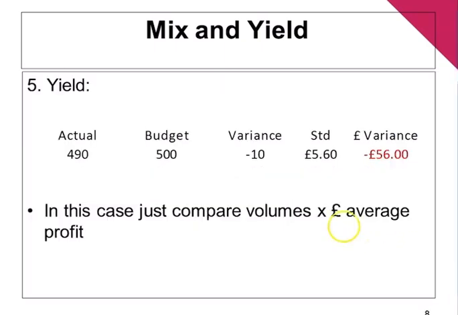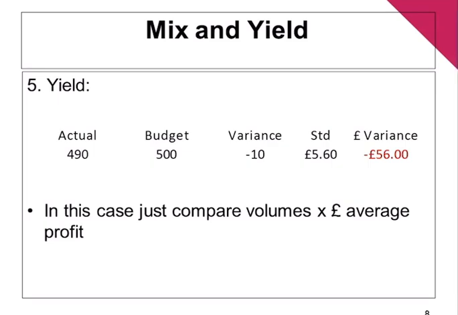Now looking at yield though, we've got a problem. We actually sold 490 units. We had a budget of 500. We had a variance, meaning we've sold 10 less. So when we multiply by our average standard profit, we are down by £56. What this is saying overall is that we have sold less and that has cost us money, but of what we did sell we made a better margin.